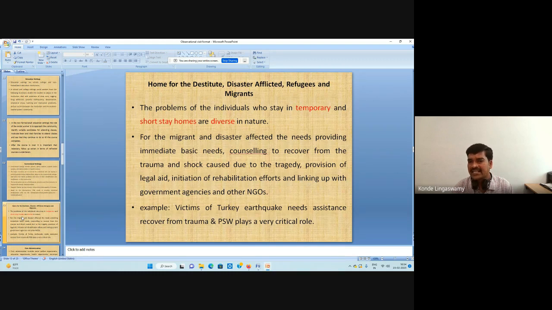For the migrants and disaster affected people, the needs are immediate basic needs. They need some minimum amenities, basic needs, and counseling to recover from the trauma and shock caused by the tragedy. They never imagined their home would collapse.